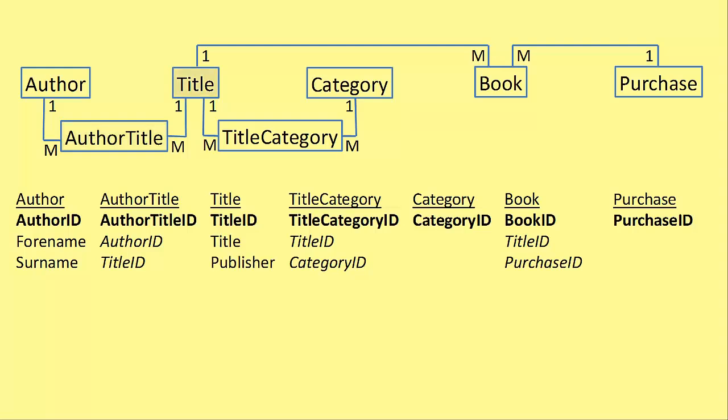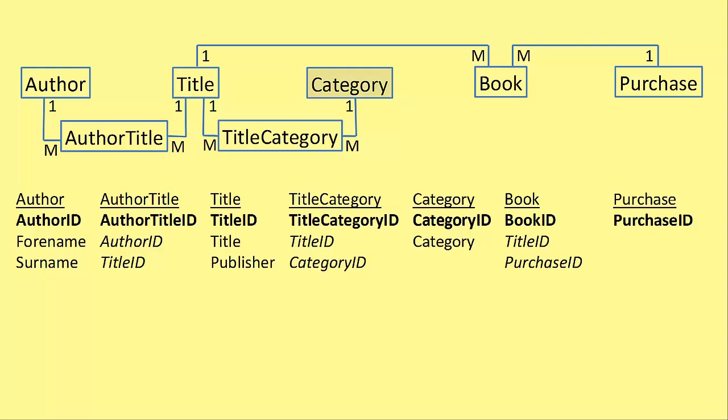The title object will take the title and the publisher of that particular title. The title category doesn't need any more fields. Those have been supplied by the foreign keys from title and category, just as we did before with author title. Now we can move on to category, and that just needs one extra field, the category field.